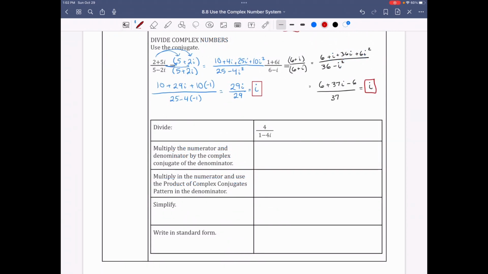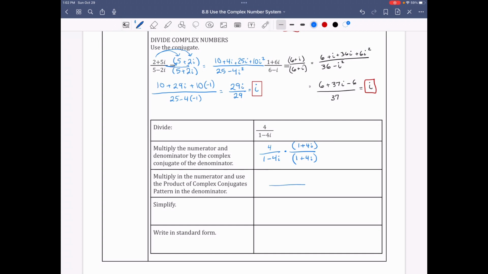Now we're going to go step by step. Dividing 4 divided by 1 minus 4i. The first step tells us that we multiply the numerator and the denominator by the complex conjugate of the denominator. So we have 4 over 1 minus 4i. We're going to multiply it by the conjugate, so 1 plus 4i.